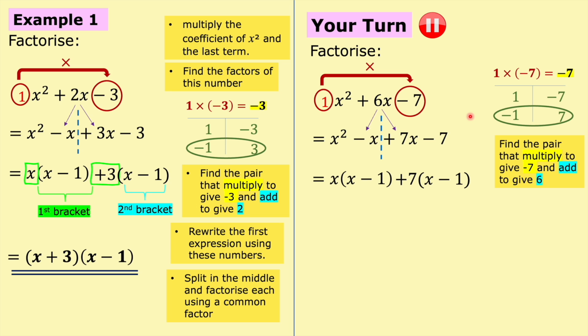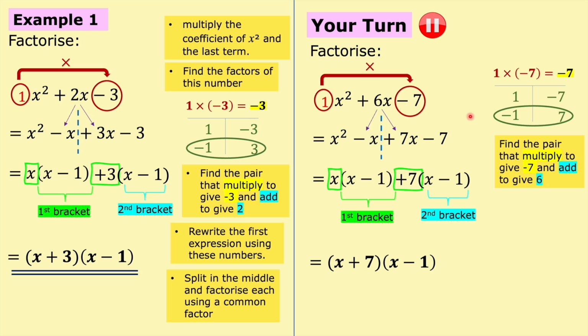And lastly, we just need to pick out our final brackets for the last part of our answer. So x plus 7 creates our first bracket, and then x minus 1 is our second bracket. So your final answer should be x plus 7, x minus 1. And remember, if you've got the brackets around the other way, that's absolutely fine as well. So well done if you got that.